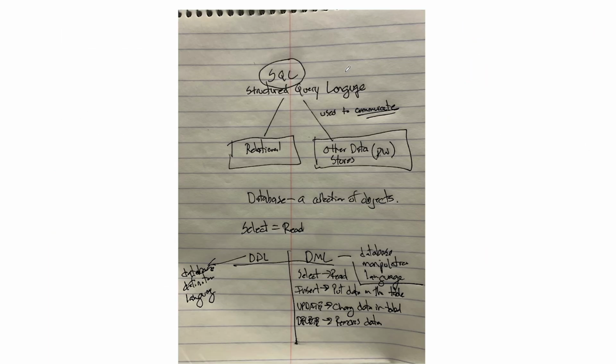All right, here are my notes. Did you get this? SQL, Structured Query Language, right? It's used to communicate with relational databases and other data stores. You're going to have to know that. A database is a collection of objects. You're going to have to know that. Select is read. Down here we have it again. All right. DDL stands for Database Definition Language. DML, Database Manipulation Language. Select, insert, update, delete. You're going to have to know that select means read, insert means to insert or put into the database, update means to change something, delete means to remove records.